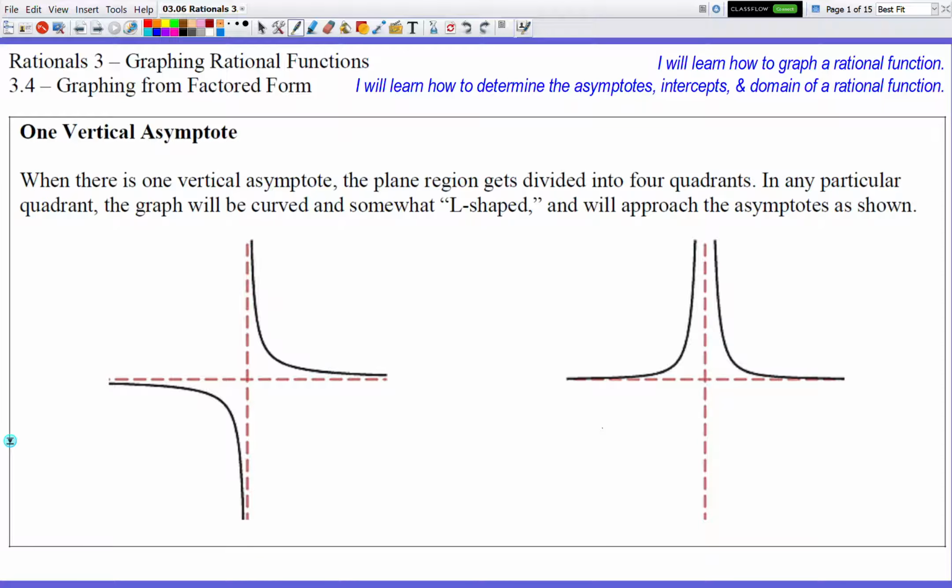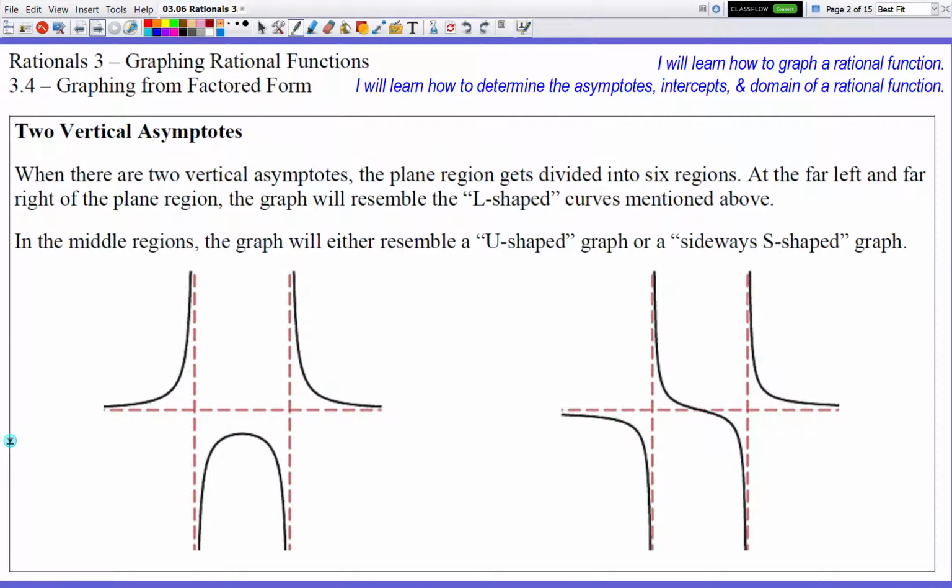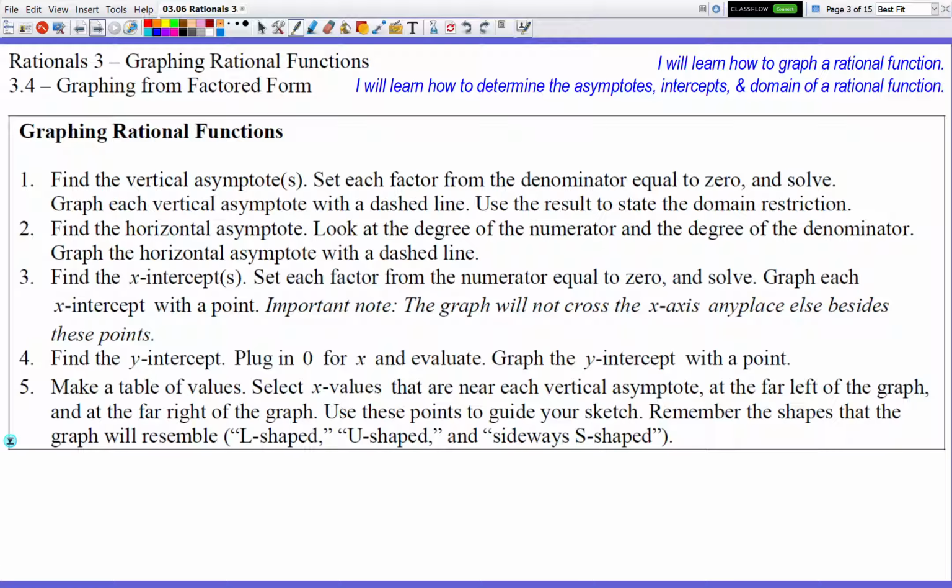On the next slide, you're going to see what a two vertical asymptote graph could look like, and you can see that they have some similarities, but not really. They all look very different, and that's part of the big reason why this graph is sometimes very confusing.